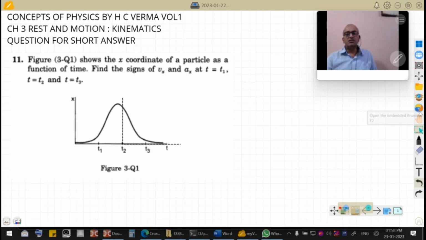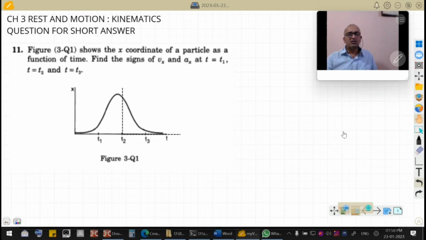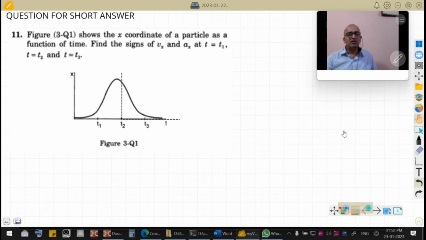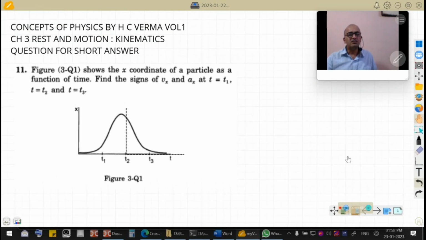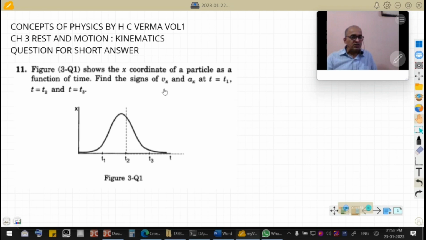First of all, if you have gone through this chapter, then you will know that this is a position-time graph. And the question being asked is only the signs of the instantaneous velocity and instantaneous acceleration at these particular points. So the best way to do this is to make the velocity-time graph.